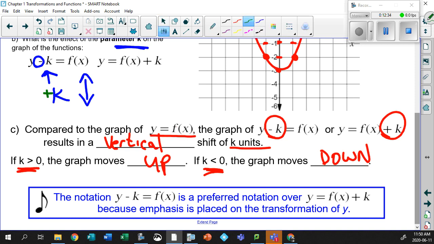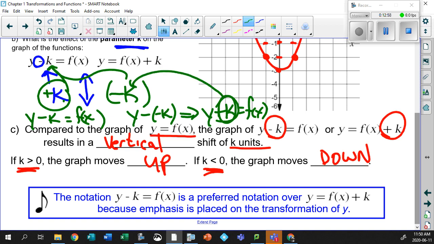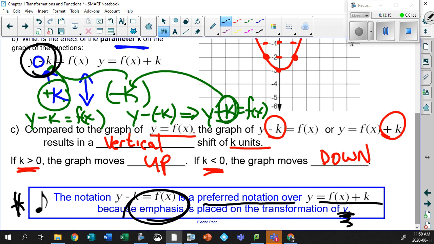If k is positive, you pop it into this, and you in fact get y minus k equals f of x. But if k is negative, watch what happens. You put it in here, you get y minus a negative k, which becomes y plus k equals f of x. You just have to remember that k was, in fact, not positive, but negative. So look at this. Last little thing, and I'll let you go. It says the notation y minus k equals f of x is preferred over this. Why? Because the emphasis is placed on the transformation of y. So you leave the emphasis with the y's because you are, in fact, going up and down.